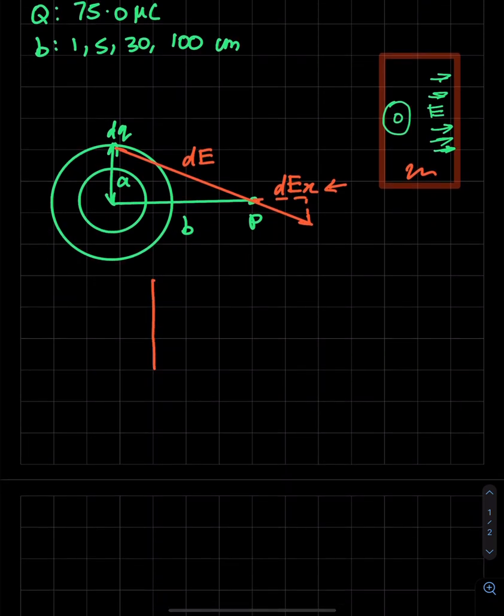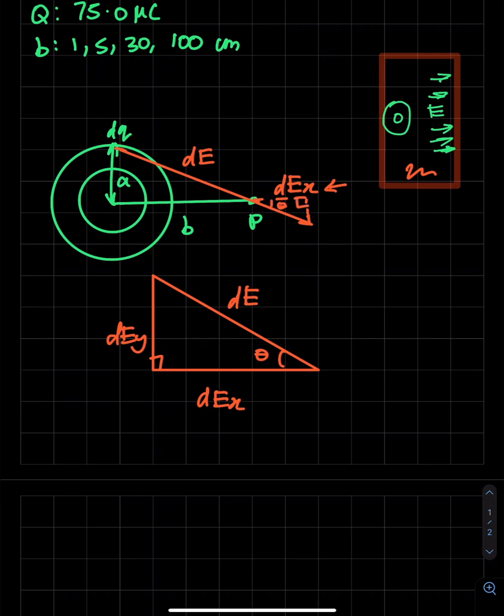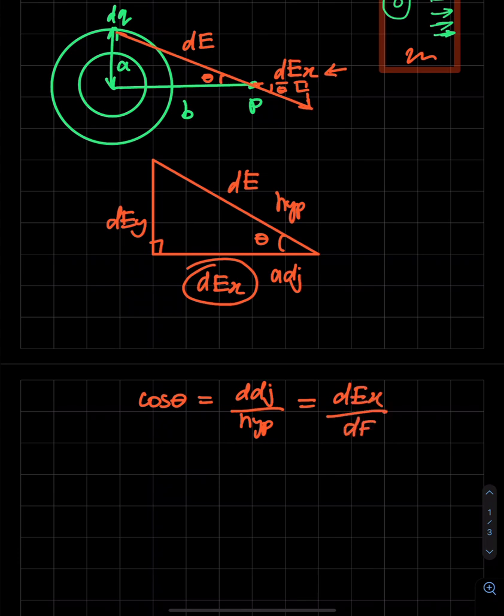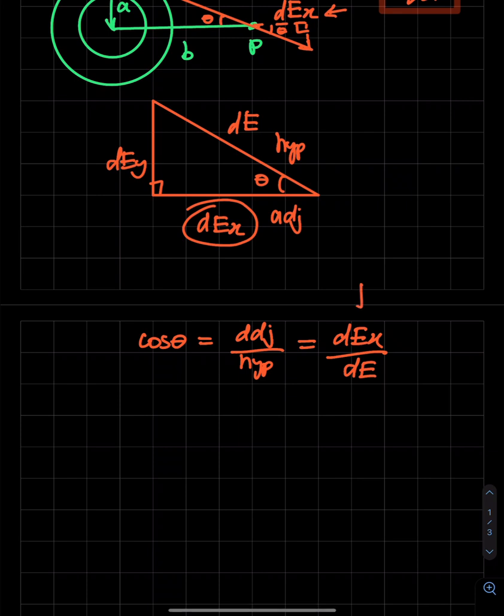The answer lies in right angle triangles. So we can put dE as our hypotenuse, and it's made up of dE of x and dE of y. We can do the same here because this is exactly the same triangle, and we can say that these are the same angles. Okay, so we want to focus and isolate dE of x. How do we do it? Through the use of cosine. So cosine theta is adjacent over hypotenuse, which is dE of x over dE. So right away, if I want just dE of x, let me just multiply it by dE.